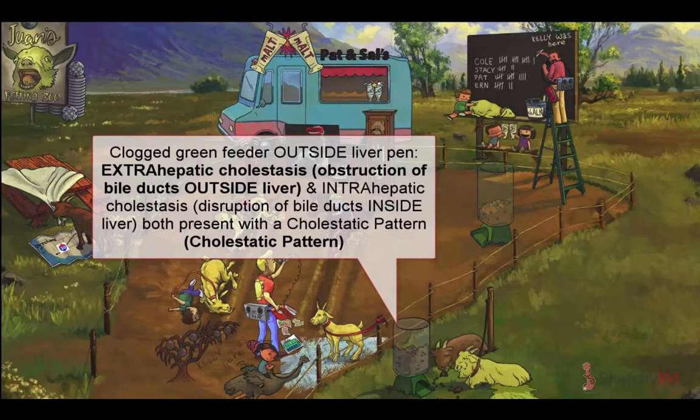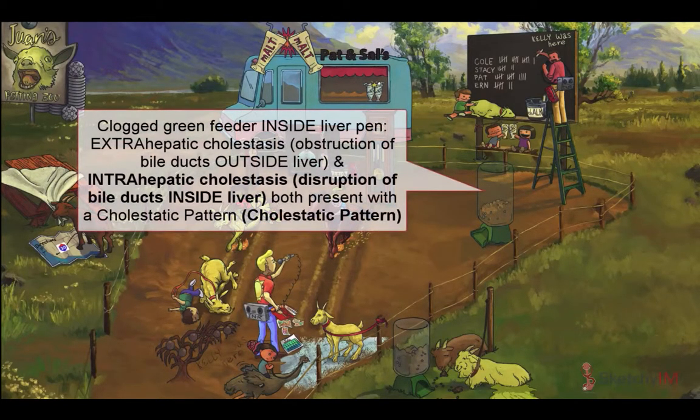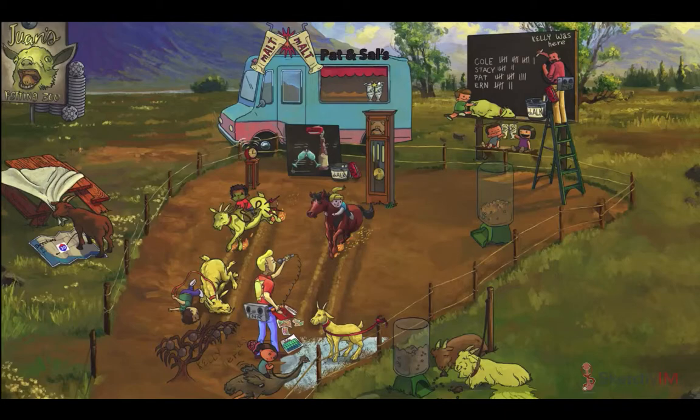See that clogged green feeder outside the liver enclosure? It represents obstruction of the bile ducts outside of the liver, also known as extrahepatic cholestasis, while that clogged feeder inside the enclosure represents intrahepatic cholestasis, the disruption of bile ducts inside the liver. Yep, intra and extrahepatic cholestasis look the same on laboratory testing. How do you tell them apart?